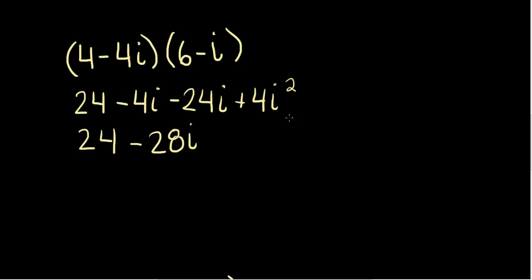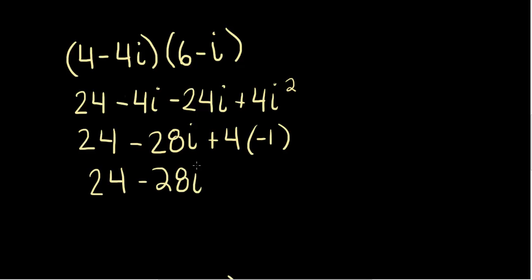But again, I know that i squared is -1. So it's going to be plus 4, and instead of i squared, I write -1. We can simplify this a little bit further. So it's 24 minus 28i, 4 times -1, that is -4. And then we combine like terms. So 24 minus 4, that is 20. 20 minus 28i, that's the answer.